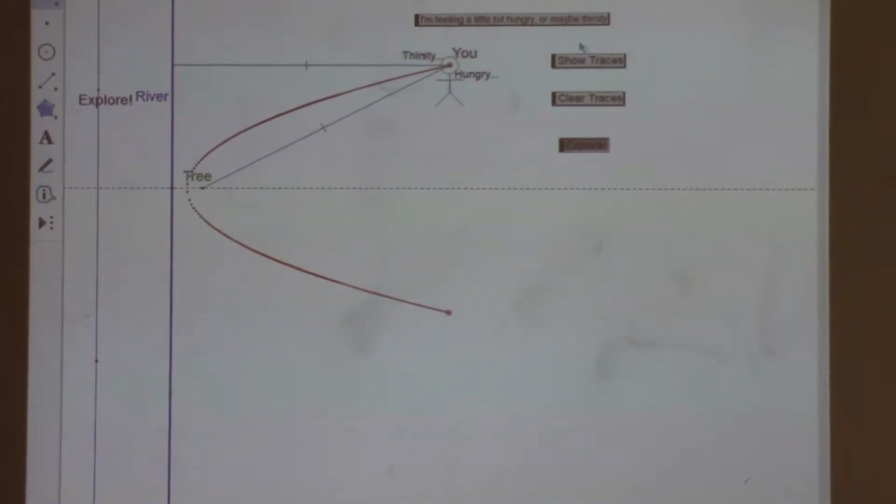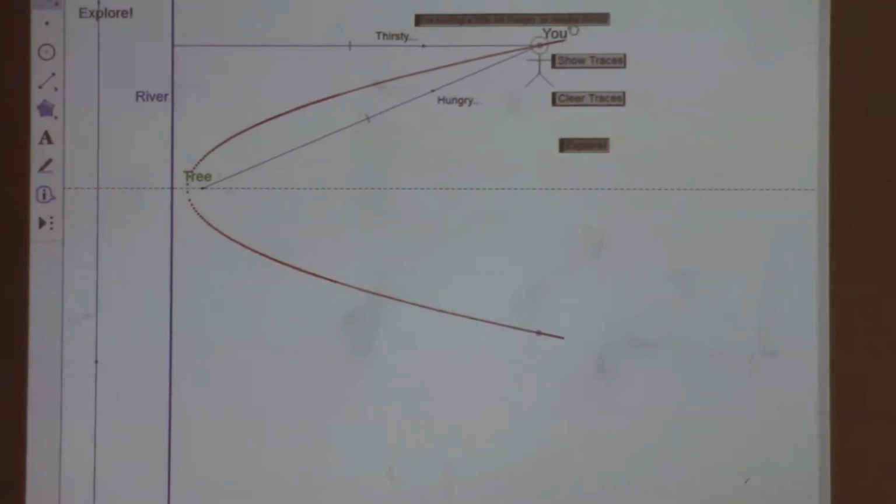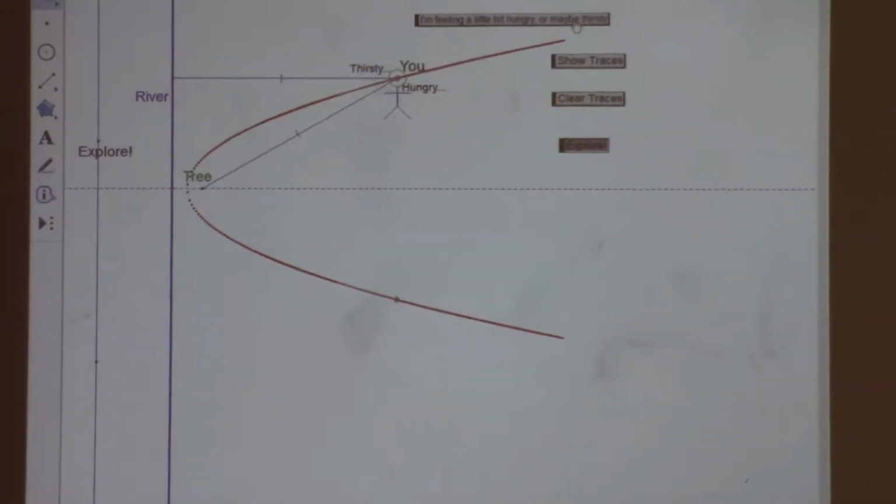So here we go. Let's go exploring. Oh, it's not working. Yeah, it's working. Oh yeah, I think I have to add traces. Show traces. Woo! And now, wait, this is the good part. I'm feeling a little bit hungry or maybe thirsty. Then we run back. Boom! Hitting at the same time.